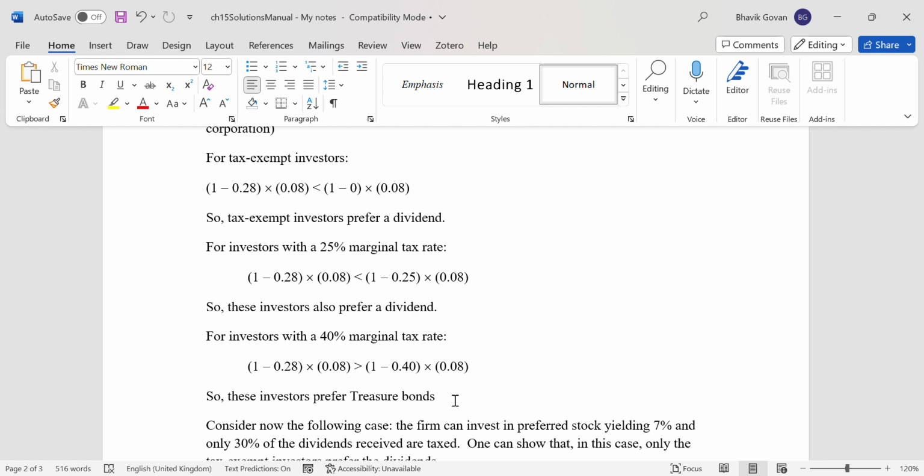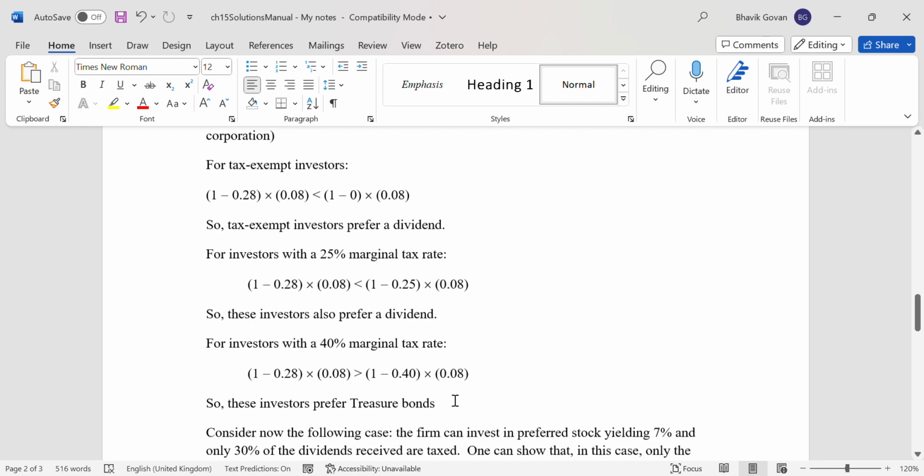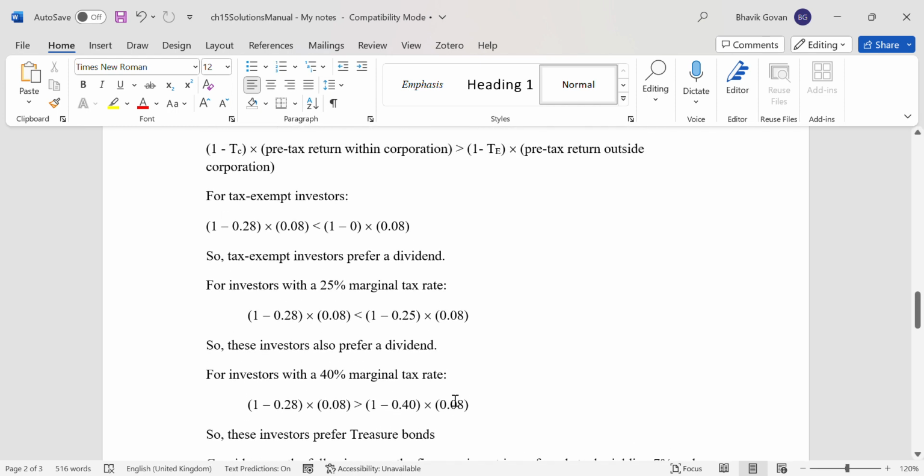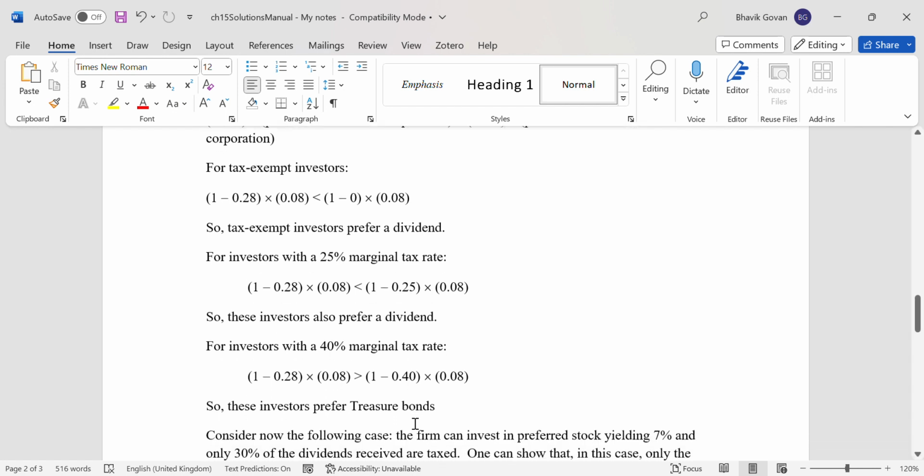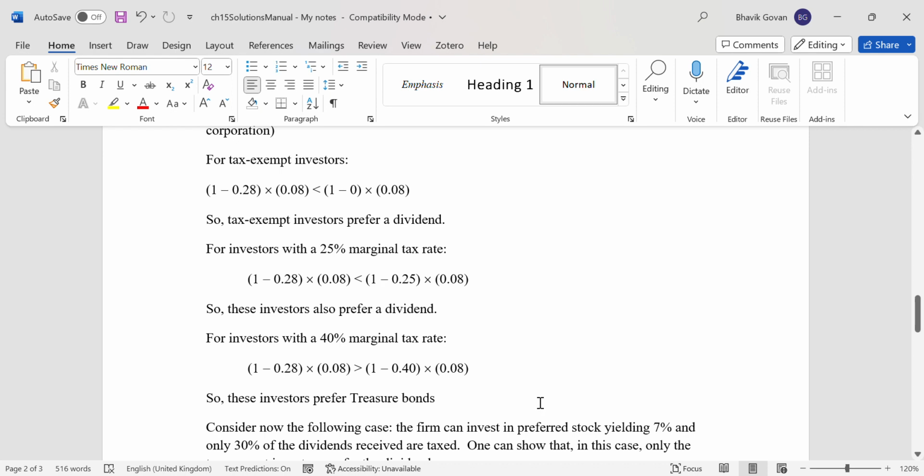So in this case, the left-hand side of this inequality has remained the same in all three scenarios. The only thing that's changing is the right-hand side of the inequality, which is obviously based on the tax rates. So the right-hand side of the final one, 1 minus 40% times 8%. So in this case, the investors prefer treasury bonds.